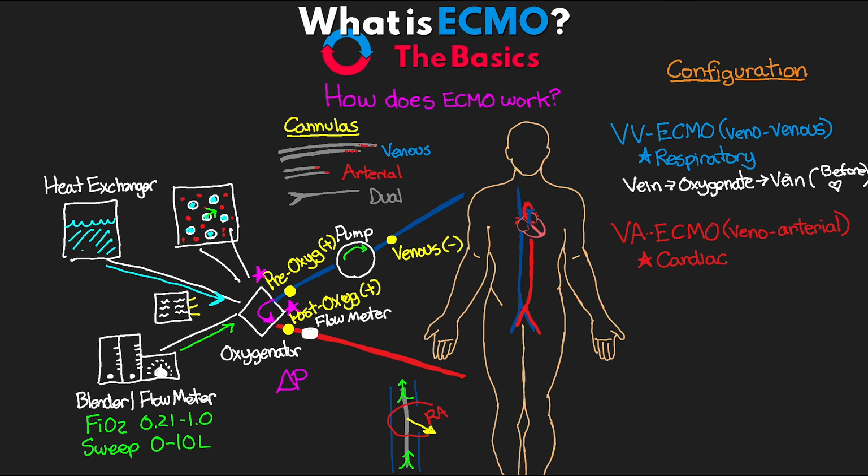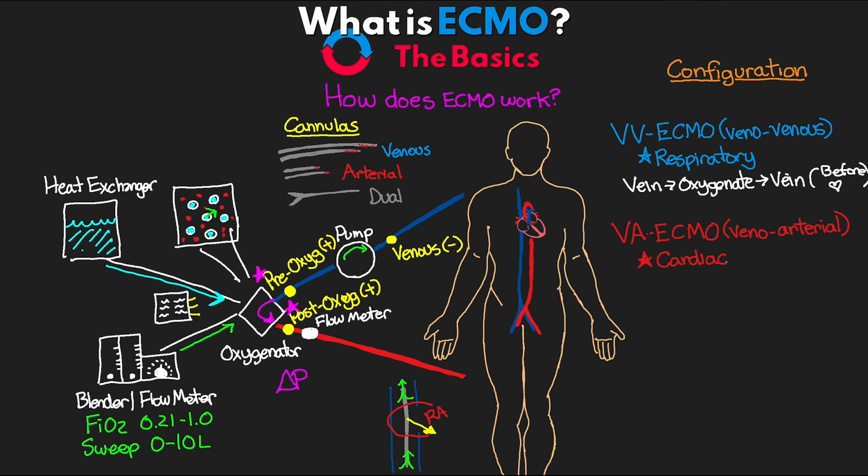It's going to go through the circuit, get oxygenated, but then we're going to return the blood through an artery after the heart. We're essentially going to be bypassing the entire heart and lungs, providing both oxygenated blood and the perfusion of that blood for the patient. The reason here is because in this case, the heart is not working or not working effectively enough in order to be able to pump enough blood around the body.